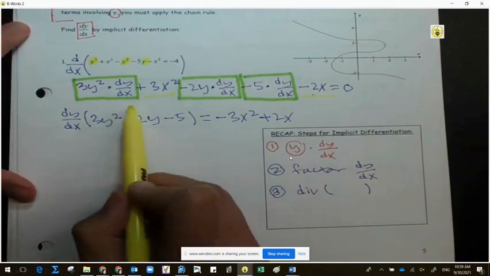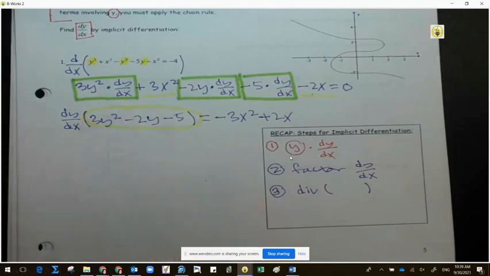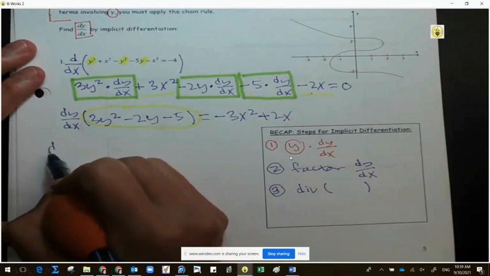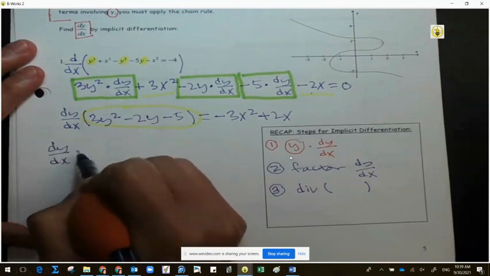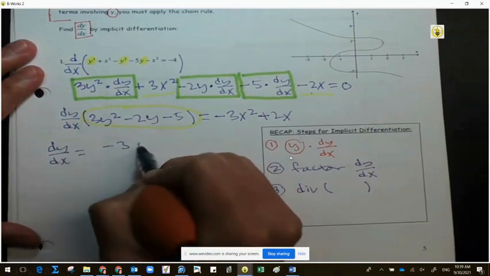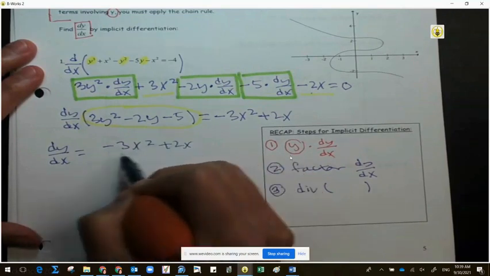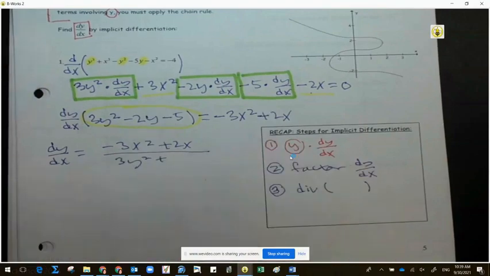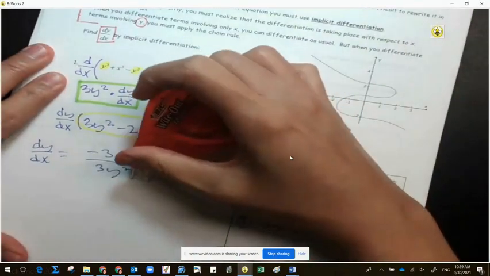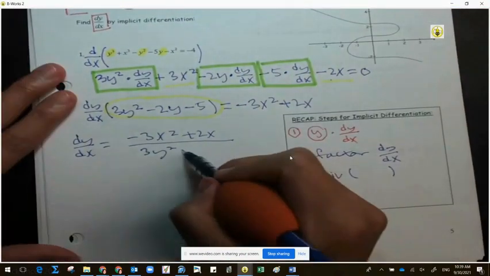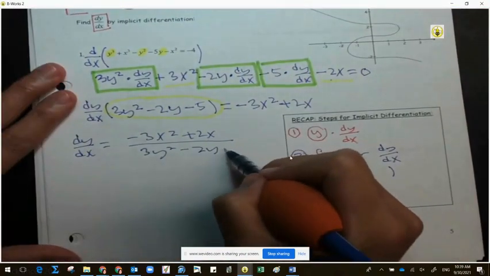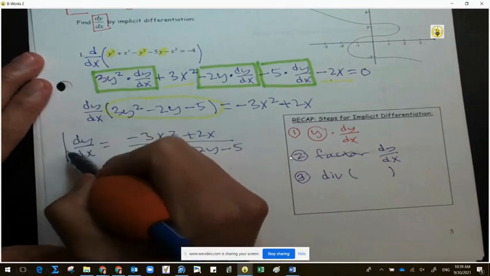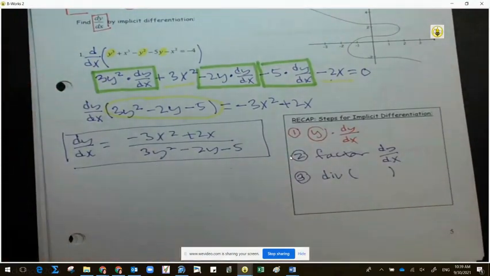Do I have all the parentheses right here? It's being multiplied right now, so we know we are going to divide. So here I go. dy over dx is equal to what I have on the other side over the parentheses that I'm moving. Oh, I put a plus instead of a minus. Hopefully you did the minus. So we have minus 2y minus 5. And that is our final answer.